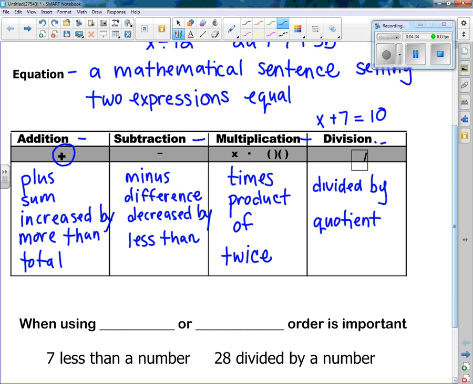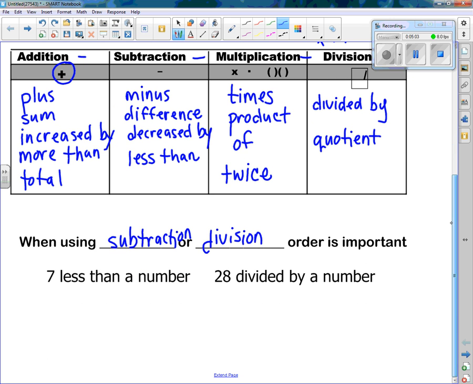Okay, here's a key note. When using what two operations is order important? Okay, hopefully you know that when using either subtraction or division, order is extremely important. Okay, let's look at a couple examples.